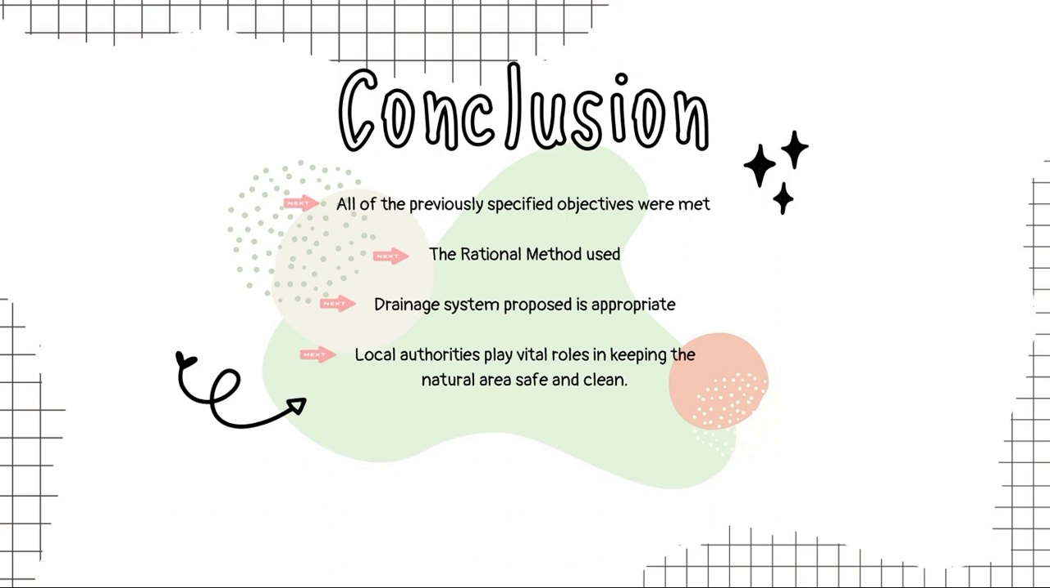Furthermore, the drainage system proposed is appropriate because, according to the preceding calculation, its peak flow is less than the allowed discharge. The drainage system has been examined and confirmed to meet all of the design standards. If the drainage system is continuous and fits the design standards, it will flow by gravity from upstream to downstream. As for the recommendation, as previously noted, local authorities play vital roles in keeping the natural areas safe and clean. They must prepare for heavy rainfall, and the drainage system must be capable of handling excess rainfall that may overflow, allowing excess water to be drained out.